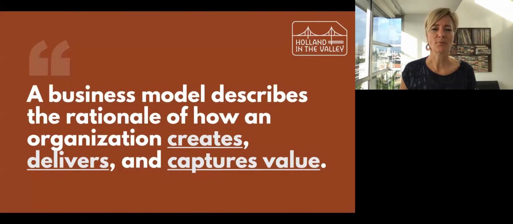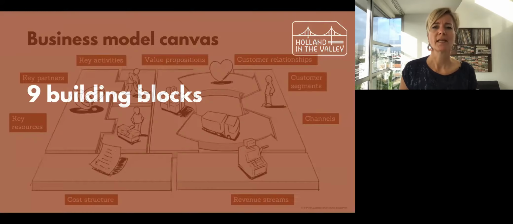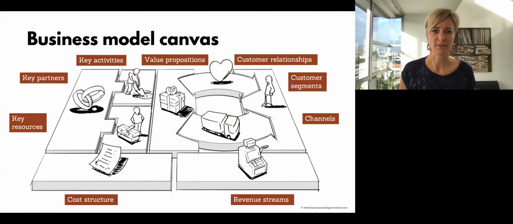The definition that we're using is: a business model is the rationale of how an organization creates, delivers, and captures value. It goes beyond the revenue model. It's really the whole set of creating, delivering, and capturing value. So what does it actually look like? The business model canvas has 9 building blocks. Let's start with the first one.